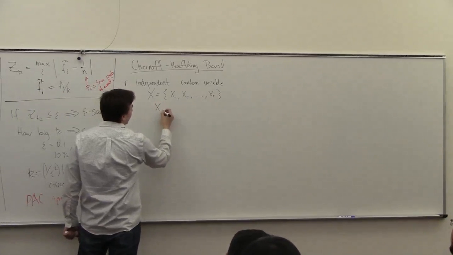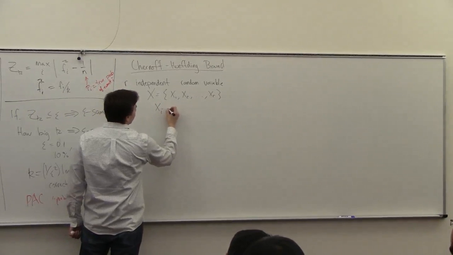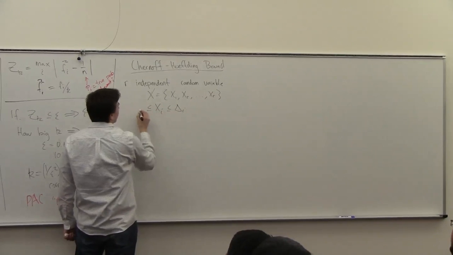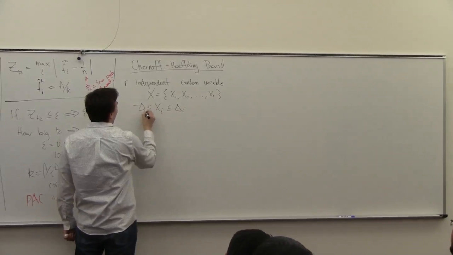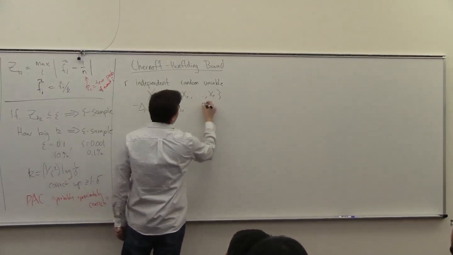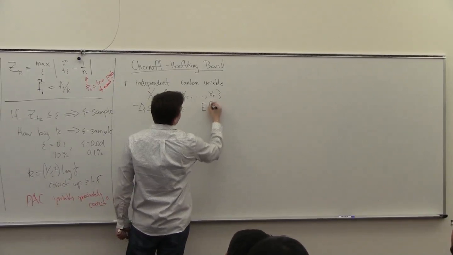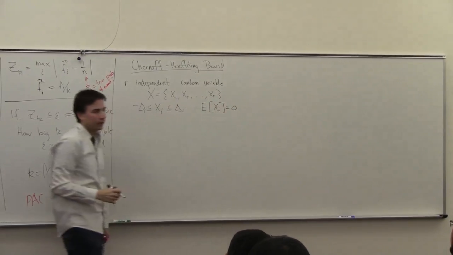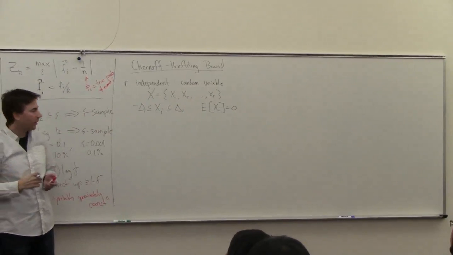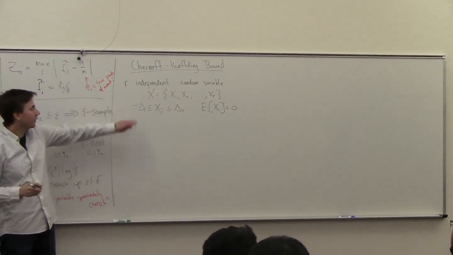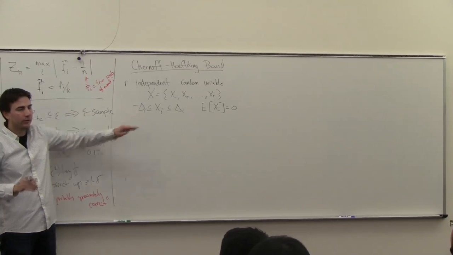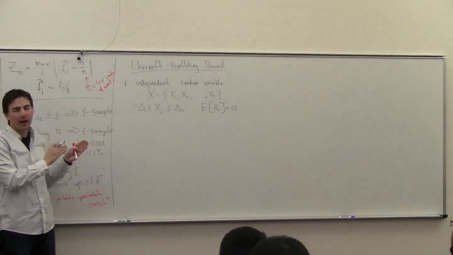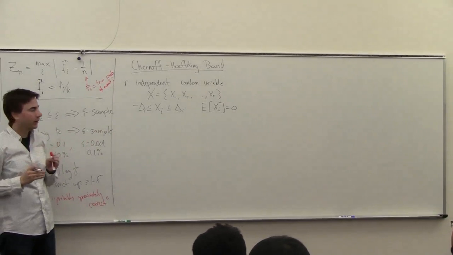And you're going to have a key property such that Xi is going to be less than some value delta i and greater than negative delta i, and the expected value of each Xi is equal to zero. So each variable has expectation zero, and it's bounded within some range. So it's a hard bound: it's not below negative delta i, or above positive delta i.